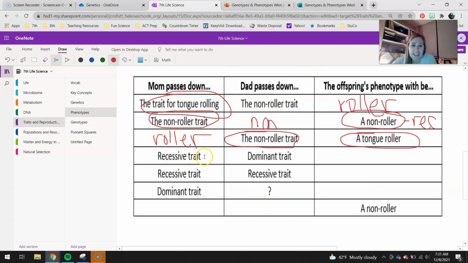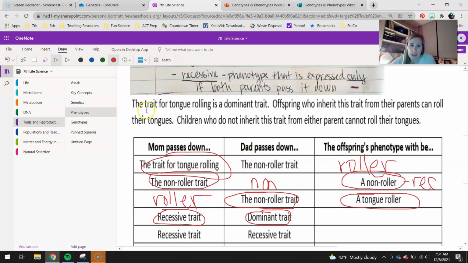Okay, mom passes down the recessive trait. This is kind of a little vocab practice for you. And dad passes down the dominant trait. If we go back up and look at our key, the trait for tongue rolling is dominant. Right here it says dominant trait, so that means they pass down the trait for being able to roll their tongue, and the recessive one would have been a non-roller. So we've got one roller gene being passed down and one non-roller gene being passed down. That means our kid is going to be a tongue roller.